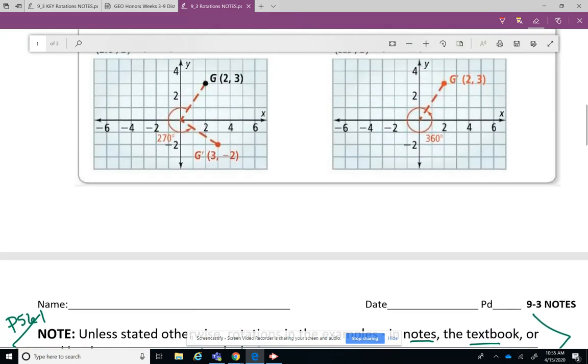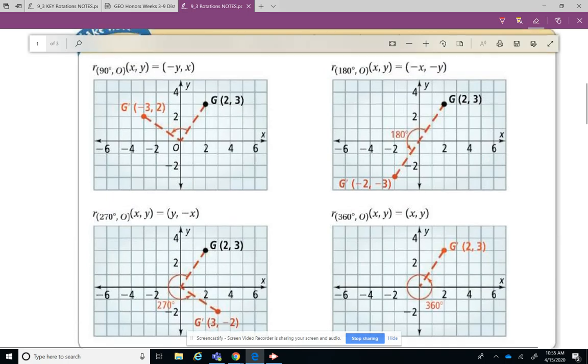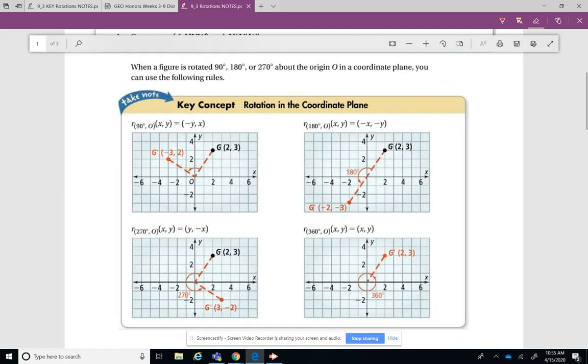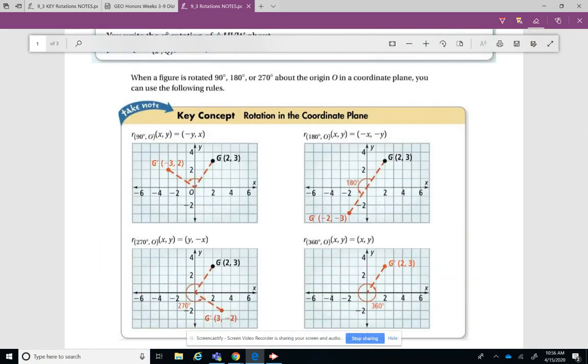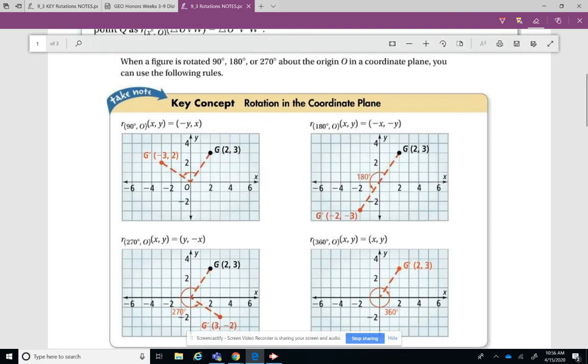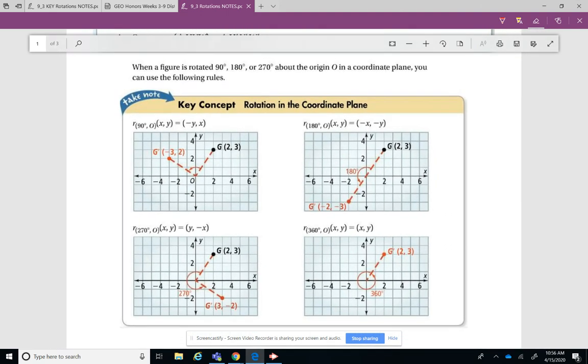All right, we are still on page 562. I put this on the first page of the notes, just to put all the information on one page. All right, so let's look at this. This is going to talk about when you're drawing rotations in a coordinate plane. So let's focus in on this. When a figure is rotated 90 degrees, 180 degrees, or 270 degrees about the origin, that means they're going to stay the same distance from the origin. In a coordinate plane, you're going to use the following rules.